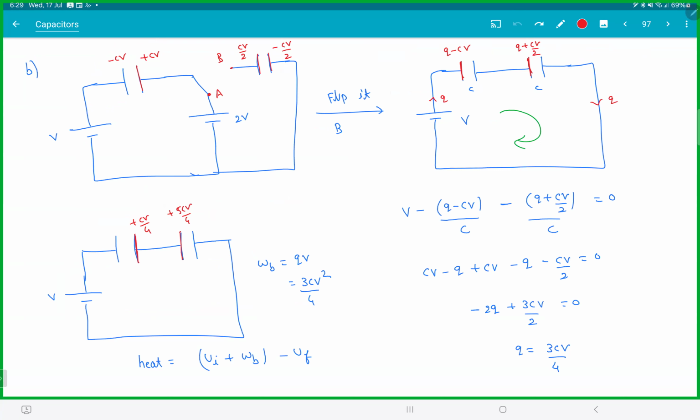At one point, the right capacitor will have so much charge. Now I don't know how much that is. It could be equal, it could be more or less. At one point, this CV charge, even when you connect it here, the charge won't flow to the right capacitor.